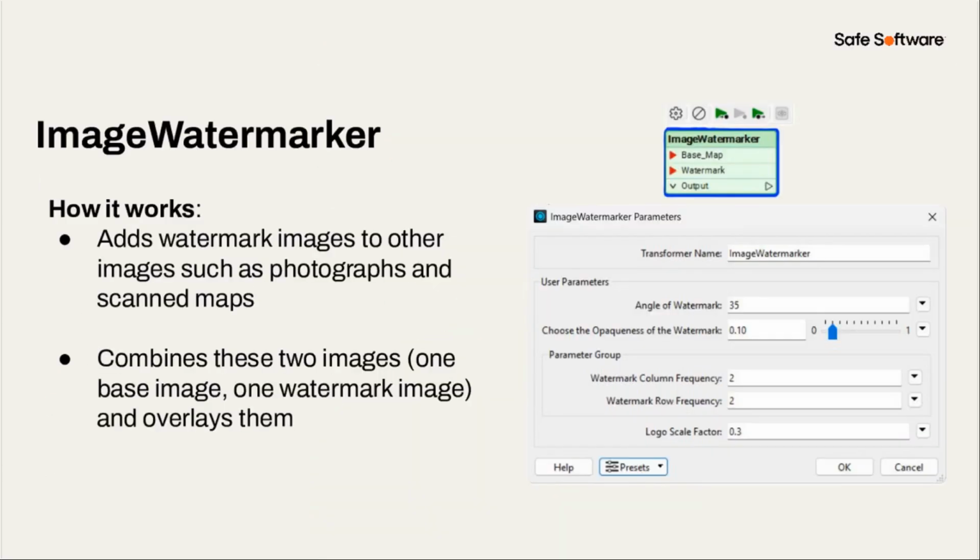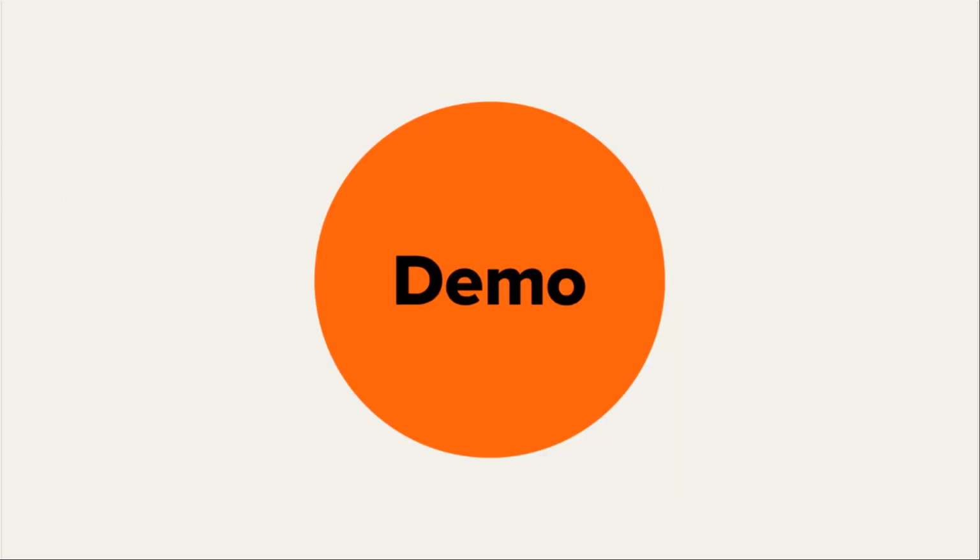So for the image watermarker, how this works is you bring in an image that you would like to be your watermark. It can be a logo, it can be an icon, or pretty much anything of your choice. And then bringing in a base image as well, which can be a photograph, scanned map, PDF, and then your watermark will be overlaid on top of that base image, which this transformer does and what we've built for you here. So if you look on the right there, these are its parameters. You can adjust the angle of your watermark, choose its opaqueness, and then the column and frequency you'd like that watermark to be on that base image when it's overlaid, and then the scale factor that you'd like to set. So jumping into the demo here.